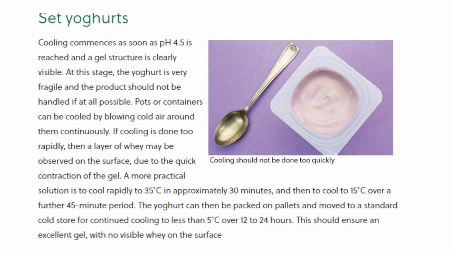During the production of set yogurts, cooling commences as soon as pH 4.5 is reached and a gel structure is clearly visible. At this stage, the yogurt is very fragile and the product should not be handled if at all possible. Pots or containers can be cooled by blowing cold air around them continuously. If cooling is done too rapidly, then a layer of whey may be observed on the surface due to the quick contraction of the gel.